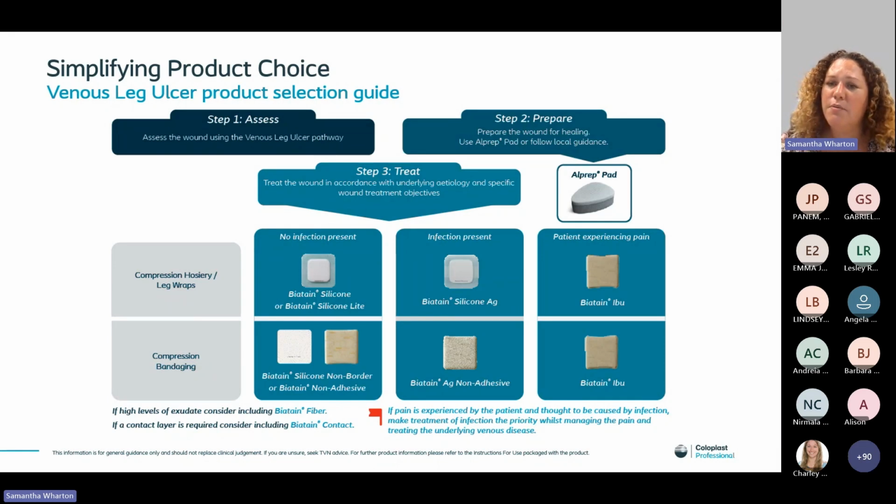If your patients are experiencing pain, we also have within the Coloplast portfolio of products Biatain Ibu. If your patient has compression bandaging, we've got Biatain Silicone non-border or Biatain non-adhesive. If there's infection present, we've got Biatain Ag non-adhesive. And again, if they're experiencing pain, we've got Biatain Ibu. So again, after this session, you'll get this pathway to support you out in your clinical practice.